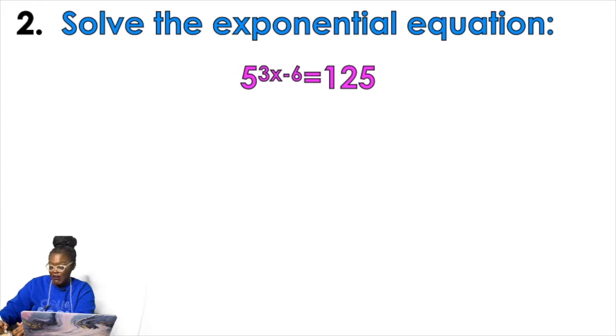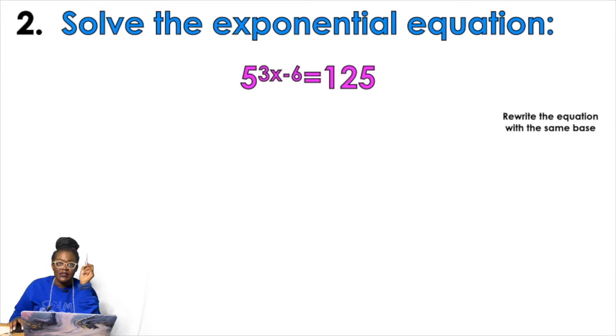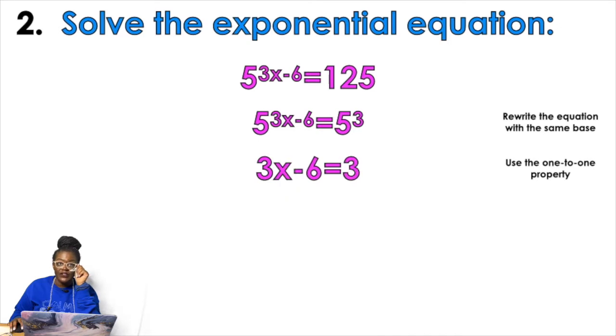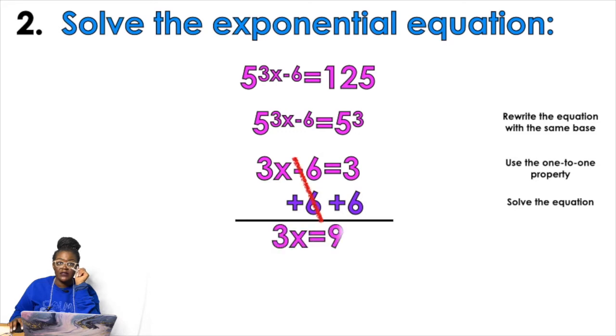See if you can figure out this same kind of problem. All right, we're going to rewrite the equation with the same base, so 125 turns into 5 cubed. We use the one-to-one property: if my bases are the same, the exponents are equivalent to each other. So 3x minus 6 equals 3. Add 6 on both sides, 3x equals 9, divide by 3, x equals 3. So easy.